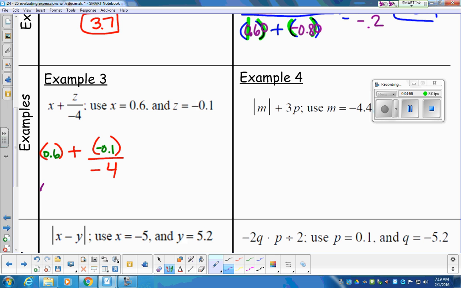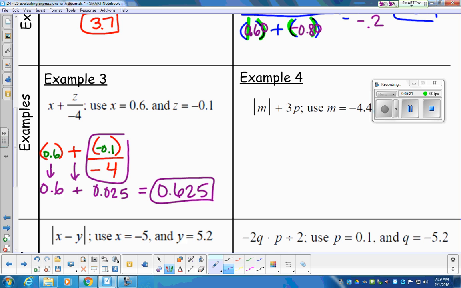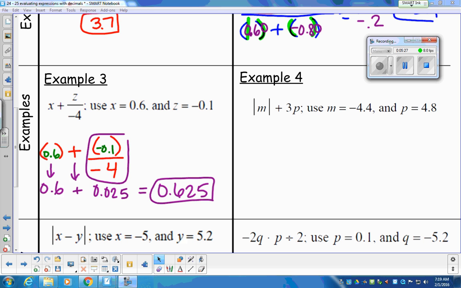I'm going to actually go ahead and type this in baby steps just to make sure I don't make any mistakes here. So I'm going to do this in my calculator, parenthesis, negative 0.1, divide by negative 4, and that gives me 0.025. And then when I add those together, 0.6 plus 0.025 is 0.625. I just wanted to make sure I didn't make any errors in inputting that in my calculator. So I kind of took some baby steps on that. Make sure that you're getting 0.625, and then let's move on to example 4.